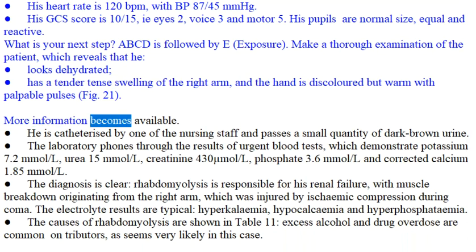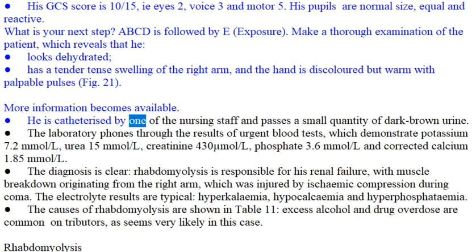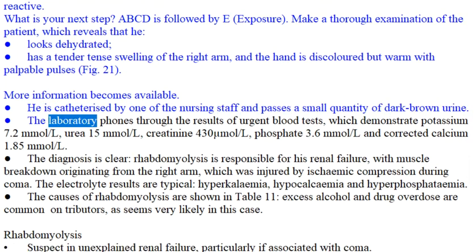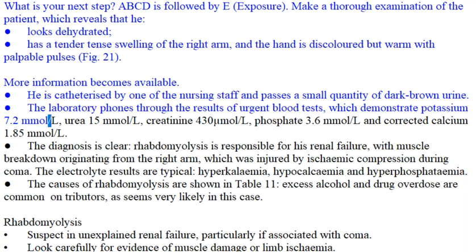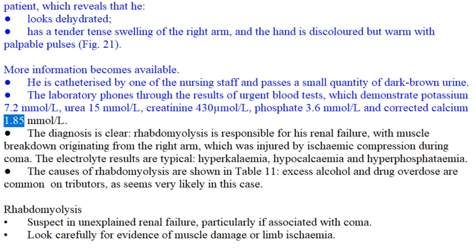More information becomes available. He is catheterized by one of the nursing staff and passes a small quantity of dark brown urine. The laboratory phones through the results of urgent blood tests, which demonstrate potassium 7.2 mol/L, urea 15 mol/L, creatinine 430 mol/L, phosphate 3.6 mol/L and corrected calcium 1.85 mol/L.